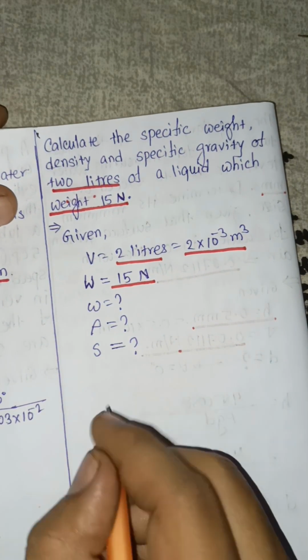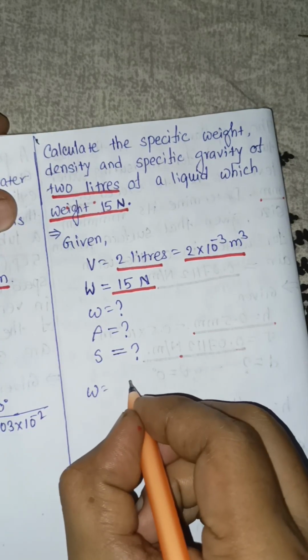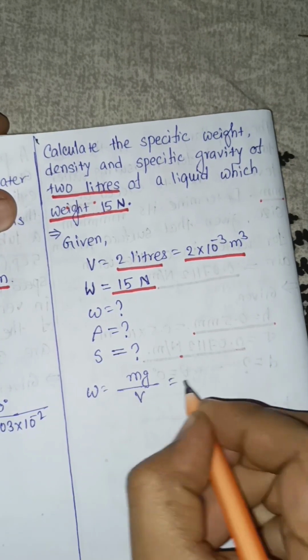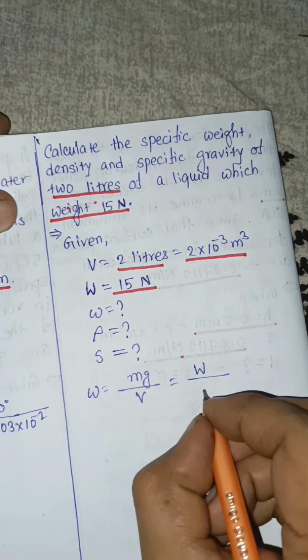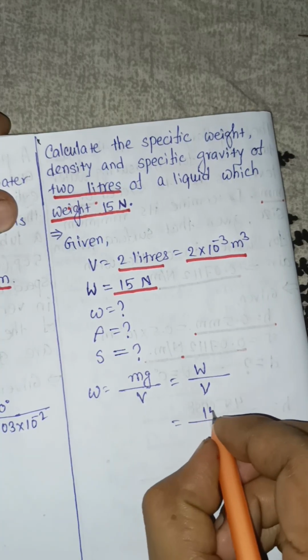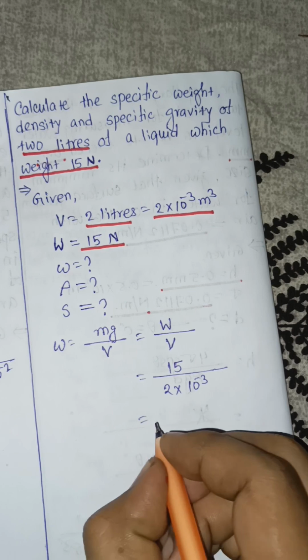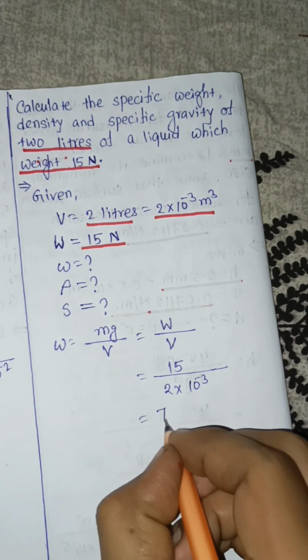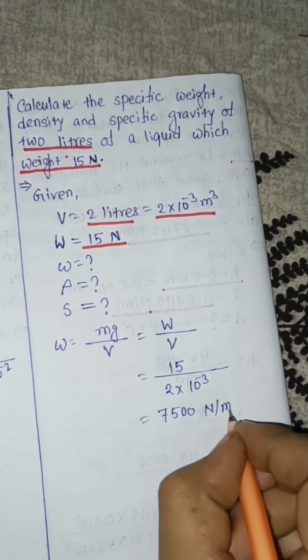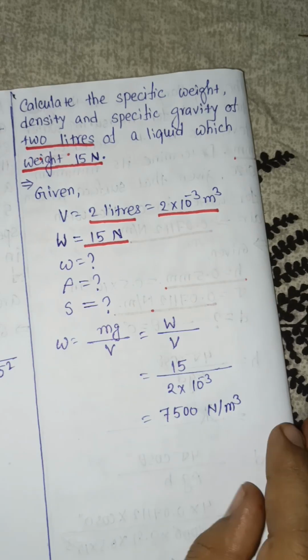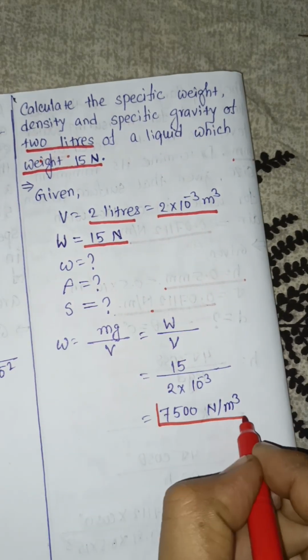So we know that specific weight omega is equal to mg by volume. So W, the weight, that is 15 Newton, W by V. W is given as 15 Newton, and volume is equal to 2 into 10 to the power minus 3. So from here you get the specific weight, that will be 7500 Newton per meter cube. So this will be one answer.